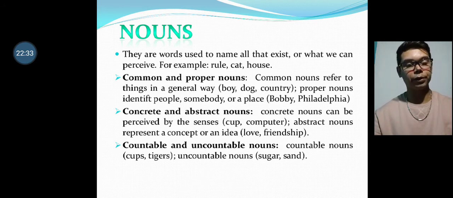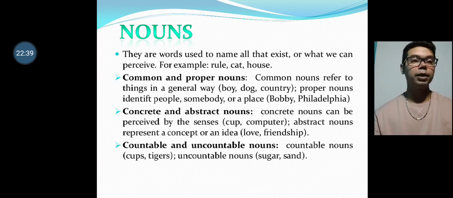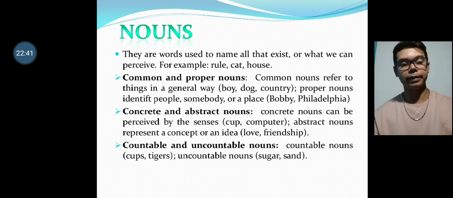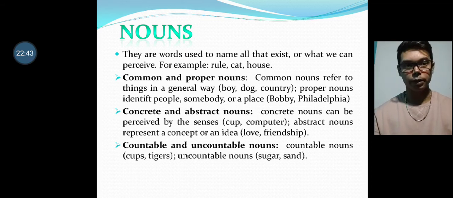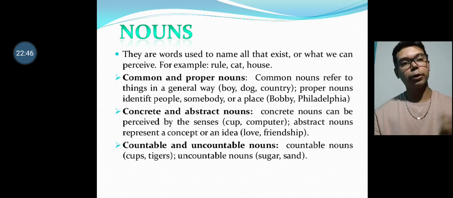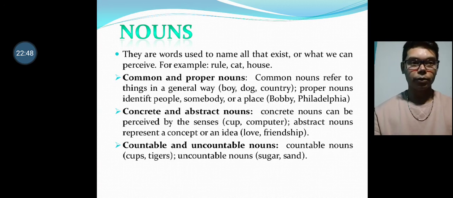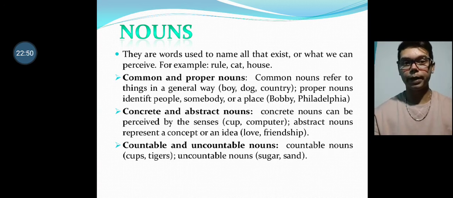Like, for example, we have there the sugar, and we also have the sand. Entonces, para hacer el análisis sintáctico de manera adecuada, ustedes van a indicar que la palabra es noun, la categoría gramatical, y luego van a indicar qué tipo de noun son, si es common or proper noun, that is a concrete or abstract noun, or a countable or uncountable noun.